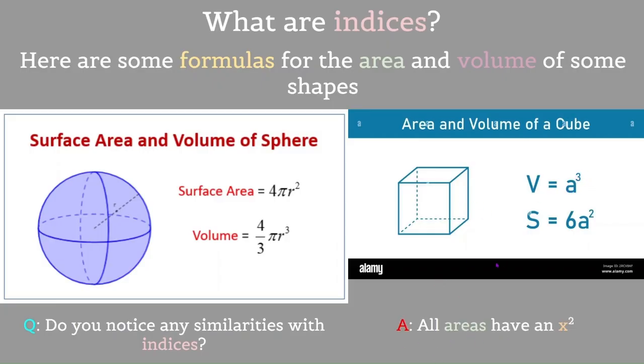Interesting. So all areas have an x squared, right? In this case, the x is r squared. In this case, it's a squared. And all volumes have an x cubed, or to the third power. So in this case, it's r to the third. In this case, it's a to the third. Very interesting. You might want to write that down somewhere.